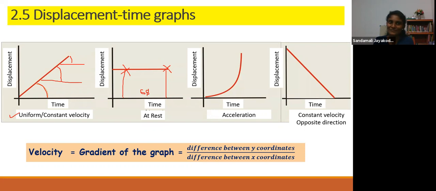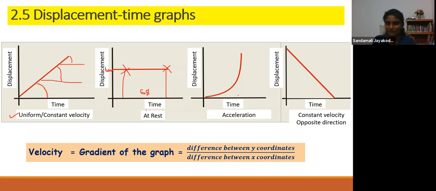Is it moving? No, ma'am. No. If we take this as 6 meters, the displacement is the same. That means it is staying at a particular point. It is not moving. So when we get a displacement time graph like this, a parallel line to the x-axis, we have to remember that displacement is constant. It is not moving. That means it is at rest.